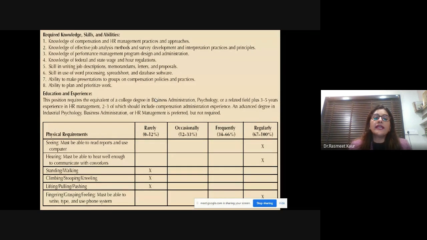As you see on the slide, it is talking about certain physical requirements. And what is the requirement? Is it rarely required, occasionally required, frequently required, or regularly required? Can you see that?